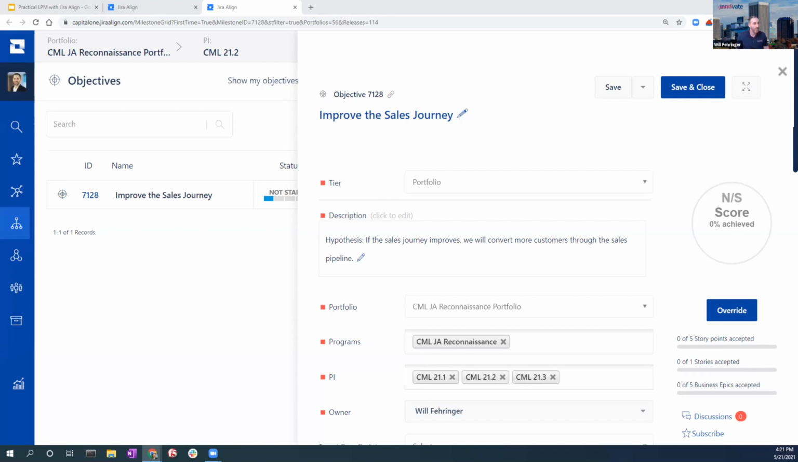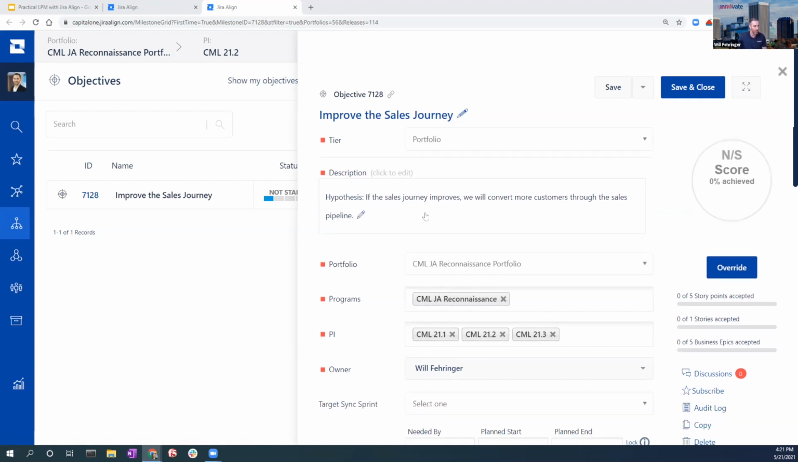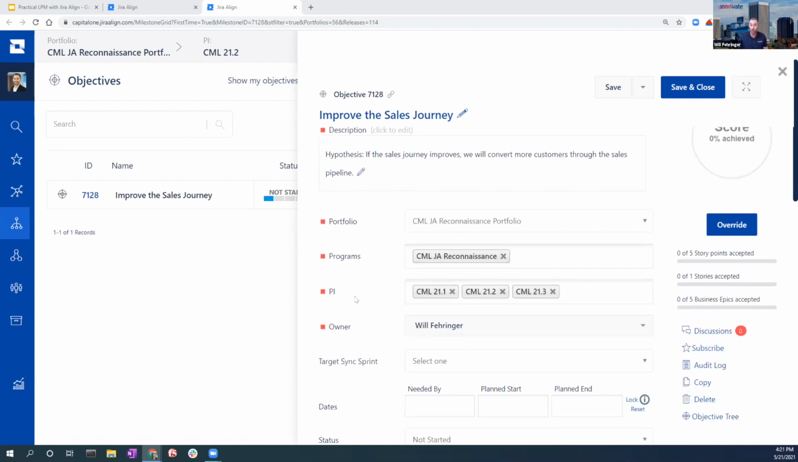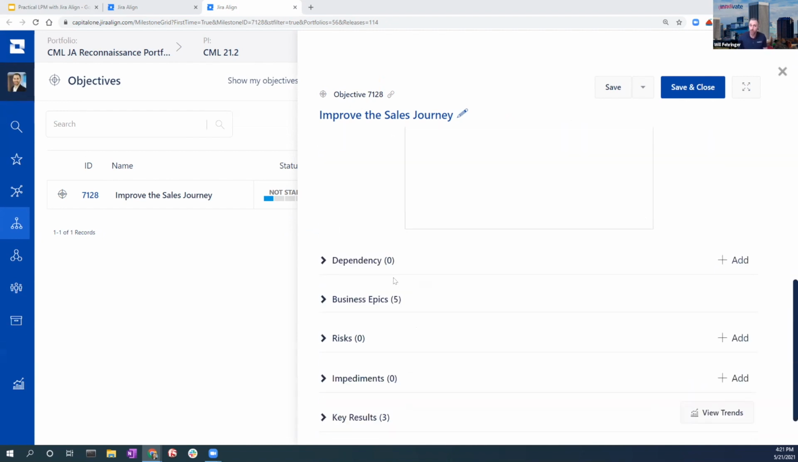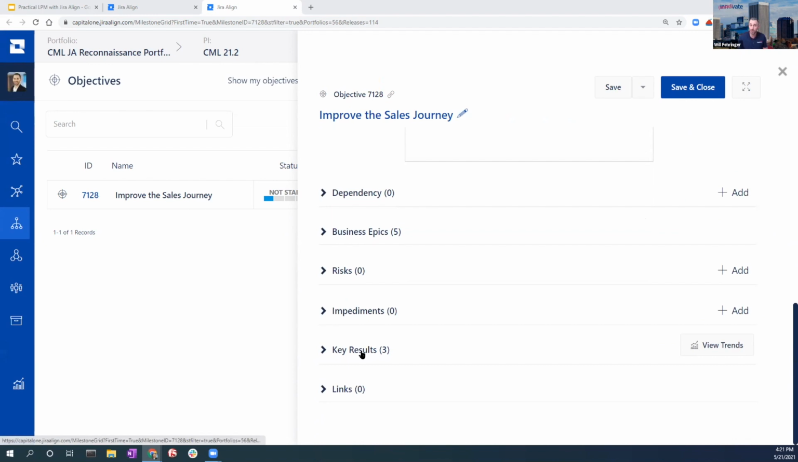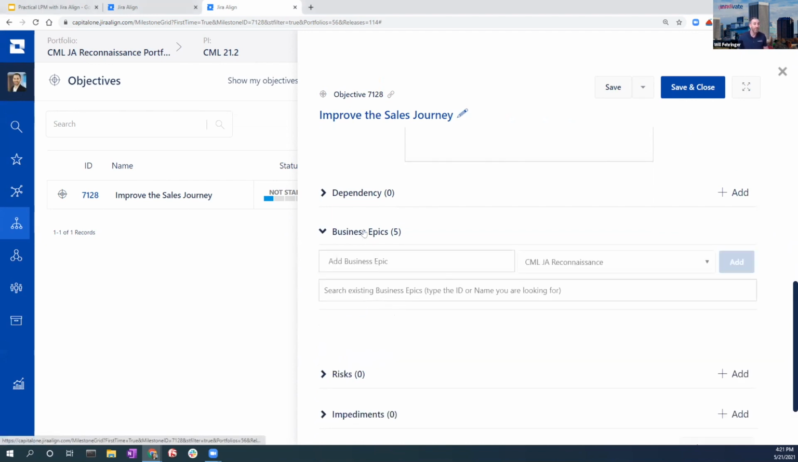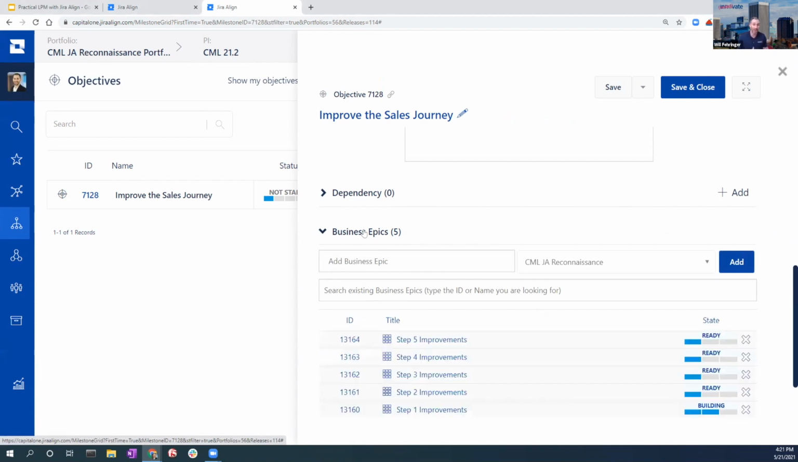So from all of that feedback, they have set their portfolio objective, which again is our strategic theme, to say that our hypothesis is that if we improve our sales journey, we're going to convert more customers through the sales pipeline. Looking into our tool here, we can see our portfolio objective and we know what our hypothesis is. We know the portfolio and the program that are going to be working and executing towards this objective. We know the SAFe program increments in which we expect to be working on this objective. And like we showed earlier, this can be defined with key results. Remember, it's an objective and key result. And we can tie the bodies of work that are supporting this objective directly to the objective.